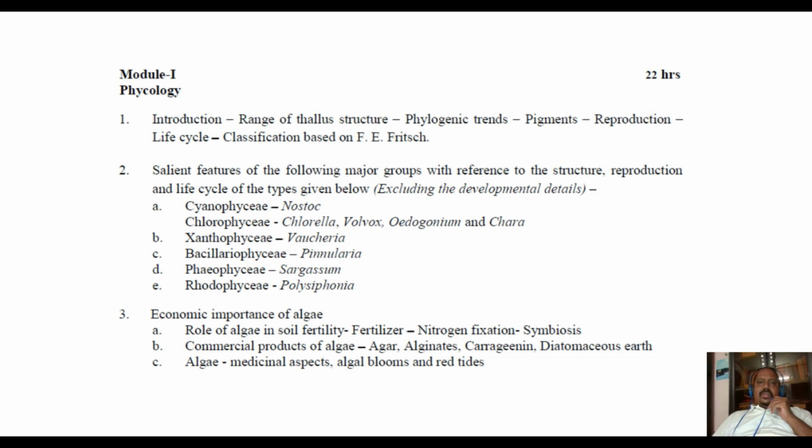Similarly, the Chlorophyceae is a large group with green algae and comprises thousands of genera, but we will study 4 types: Chlorella, Volvox, Oedogonium, and Chara, which are representative of their thallus complexity. For example, Chlorella is a unicellular alga, whereas Volvox is a colonial form, and Oedogonium is a filamentous alga, and Chara is a member with a much more complex thallus structure.